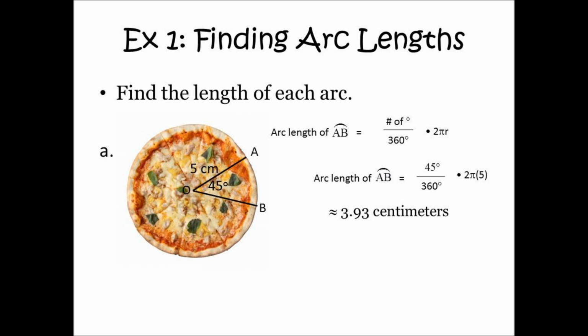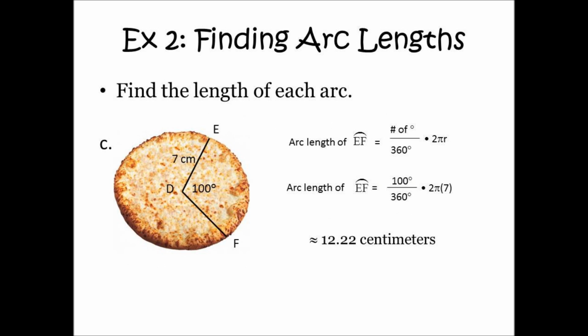So you're going to plug that into the formula, and then you're going to plug in 5 for the radius. After that, you can simplify 45 over 360 to 1/8. Then you can multiply 1/8 times 2 pi times 5. You will get about 3.93. So the arc length of AB will be approximately 3.93 centimeters.